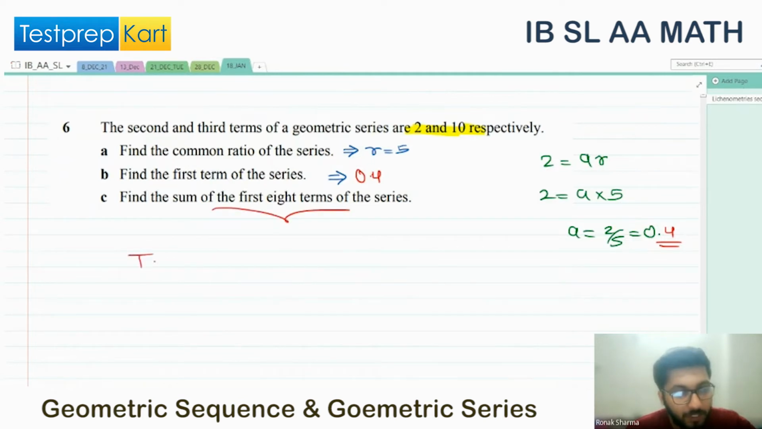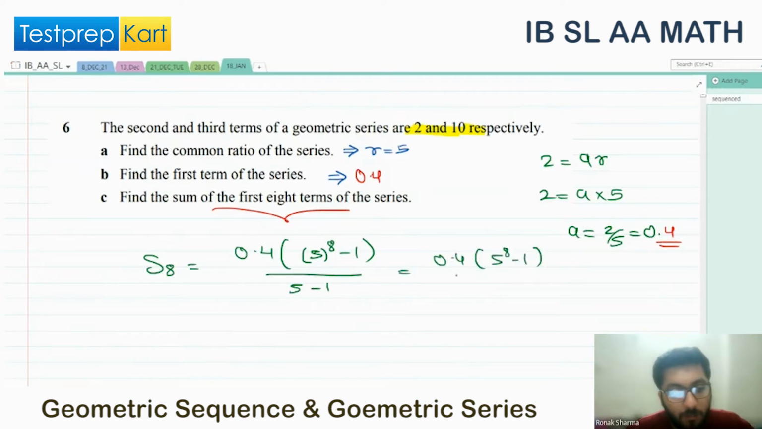And the sum of the first 8 terms. So that will be not T8, actually S8. So S8 will be A times, A is 0.4, then R power 8. R is 5. So 5 power 8 minus 1 divided by 5 minus 1. Basically 0.4 times 5 power 8 minus 1 by 4. Now we can simplify it using the calculator. Good. Two or three more questions, then we'll discuss the next concept, that is the application of the arithmetic progression and the geometric progression.